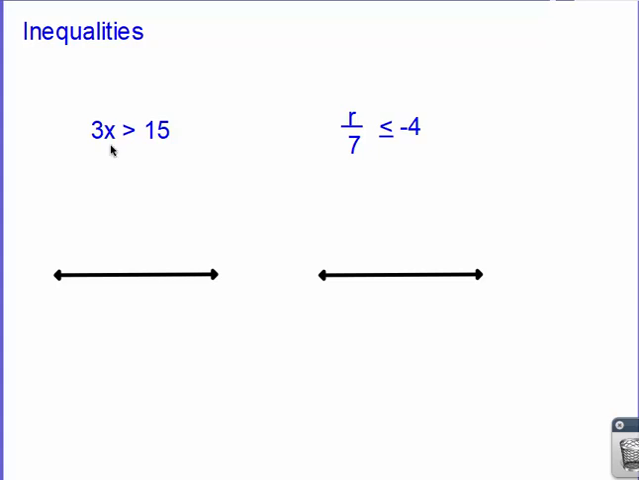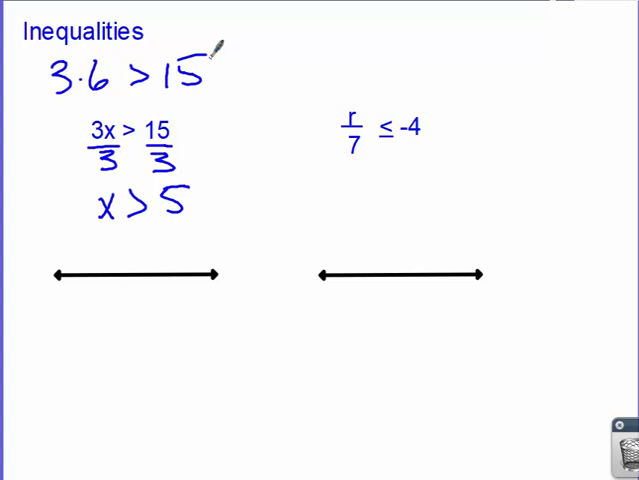So here I've got a multiply by 3. So I do a divide by 3, and I do a divide by 3 on the other side. We end up with x is greater than 5. So in order to check this, I need to pick a value that is greater than 5. So let's say 6. So I plug it back into the original equation. 3 times 6, is that greater than 15? Well, 3 times 6 is 18, and 18 is greater than 15, so that is a true solution.